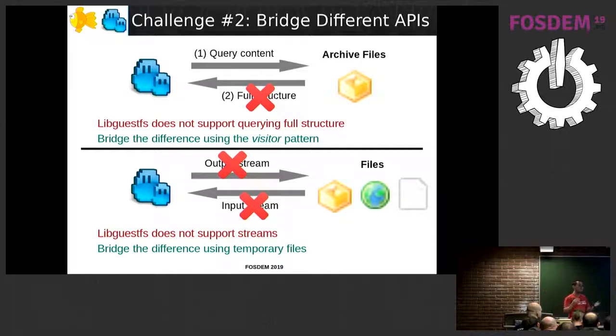This is not that efficient, right? This is another step, but it is not that bad because the temporary files are local files. Ideally, we should change the binding of libguestfs to support streams. That will solve that problem.